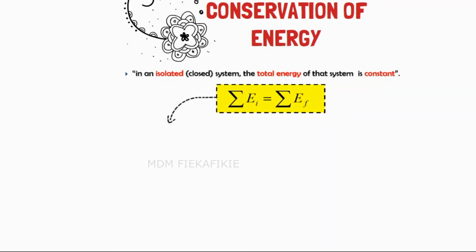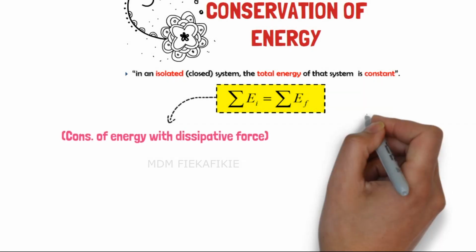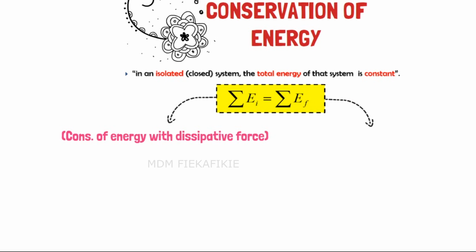The first one is conservation of energy with dissipative force. Dan yang kedua, conservation of energy yang berkaitan dengan mechanical energy. Dan jangan lupa dalam chapter 5 ini kita lebih fokus kepada conservation of mechanical energy. Tapi tak apa, kita akan tengok dulu apa yang dimaksudkan dengan conservation of energy with dissipative force.